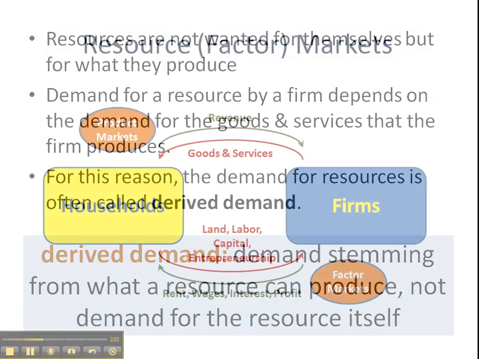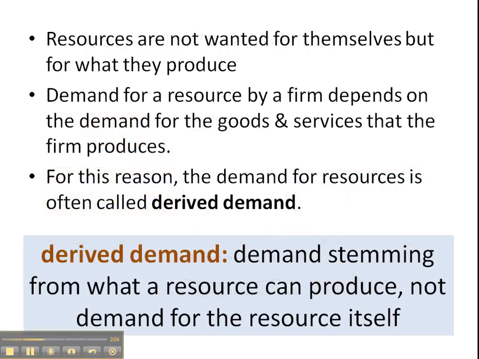Resources aren't really wanted for themselves, but for what they can produce. And a firm uses resources in order to produce goods and services. And that means then the demand for a resource by a firm really depends on the demand for goods and services that the firm produces. And for this reason, the demand for resources is often called derived demand. And that is simply demand stemming from what a resource can produce and not the demand for the resource itself.